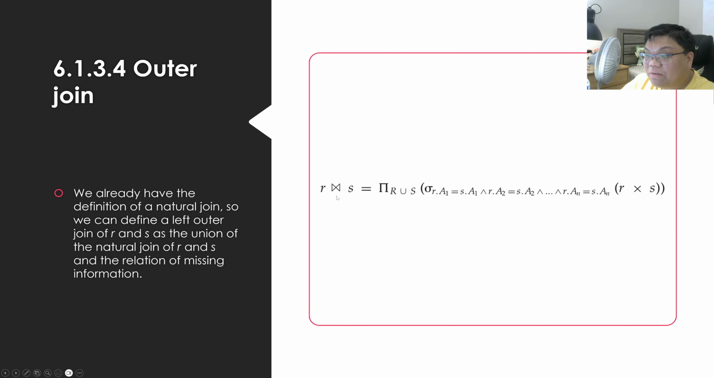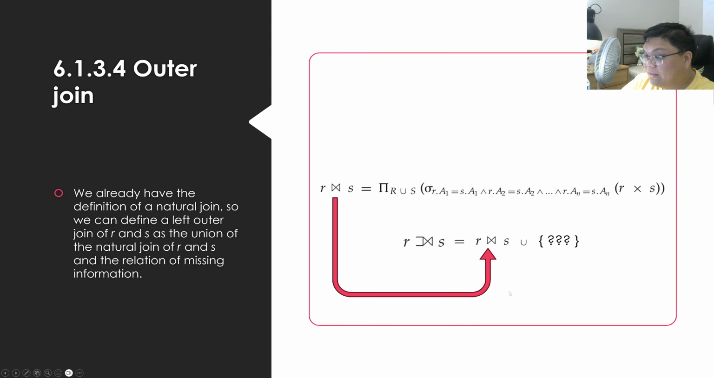And just like that, we can begin with the definition of a natural join, since we just defined that previously. So, left outer join is, as I said, we can define our left outer join as the union of a natural join plus this missing information. If we can figure out what that missing information is, we can define it, and then we can define our left outer join.